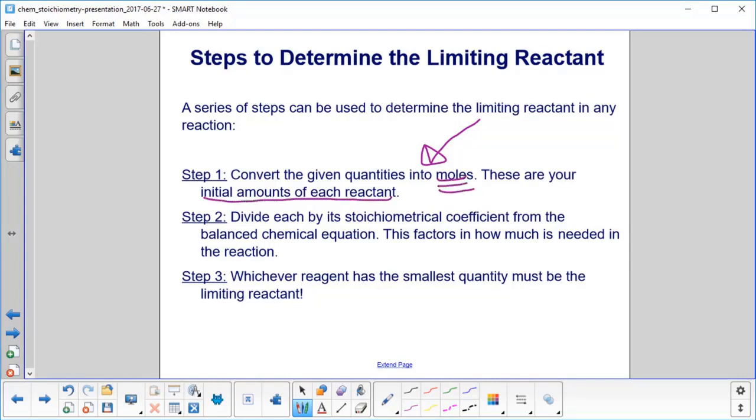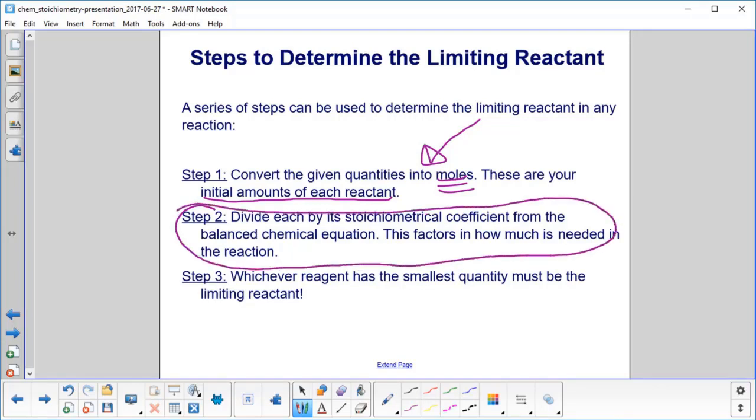Divide each one of them by its stoichiometric coefficient, well, that's just the number in front of the molecule or the chemical, from the balanced chemical equation. This factors in how much you need for the reaction. Whichever reagent has the smallest quantity from step 2, not step 1, it's not the one that has the least amount of moles, it's the one that has the least amount of moles divided by that stoichiometric coefficient. Okay, so whichever one has the smallest quantity from step 2 is the limiting reactant. And again, we have to work problems to really make this clear.